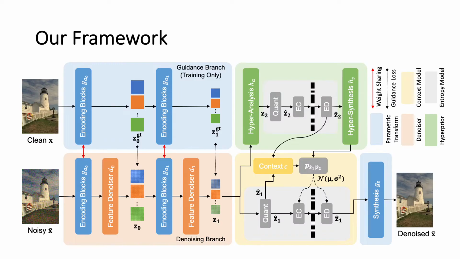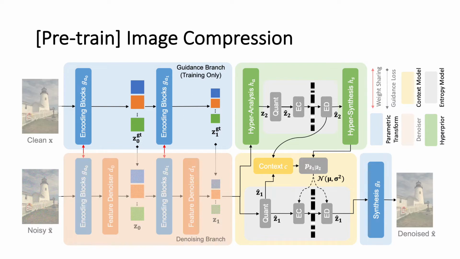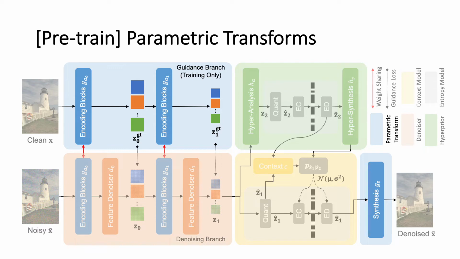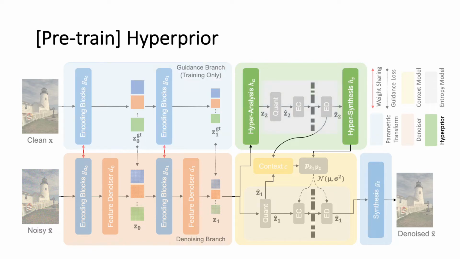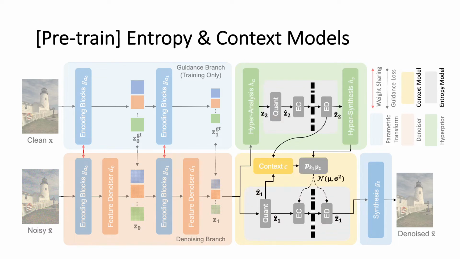This is an overview of our proposed framework for the joint task. Our framework is built based on a pre-trained image compression model, where it contains a pair of analysis and synthesis transforms, a hyperprior for capturing spatial redundancy of the latent code, and entropy models plus a context model for bit rate estimation.